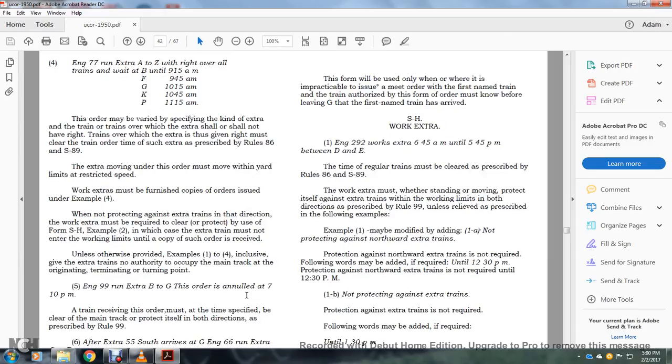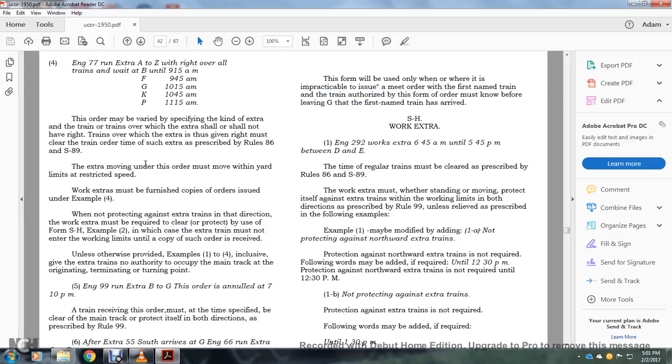Engine 77 runs extra A to Z with right over all trains. Wait at B until 9:15, F 9:45, G and 10:15, K 10:45, and P 11:15. This order is very specific with the kind of extra train or trains with extras shall not have the right. The trains over the extras that is given the right must be cleared by the train order of such extra as prescribed in Rule 86 and single track Rule 89.